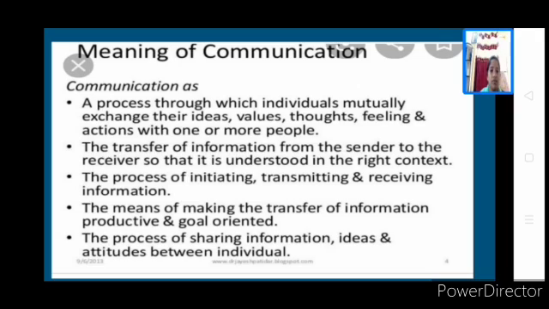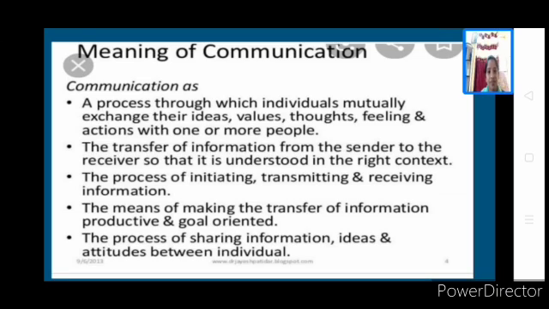I don't speak in vain. Unnecessarily I don't speak. I speak with purpose. That is what goal oriented means. I set a goal before I speak: I have to achieve this through my communication, so I am speaking. If not, I don't want to waste my energy communicating. Is it clear? So we say communication is a transfer of information which should be productive and goal oriented, meaning you should communicate only with a goal.